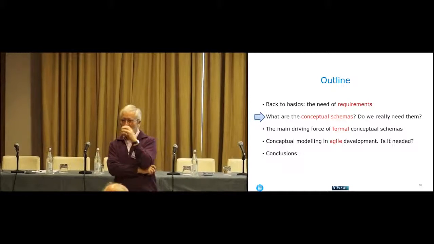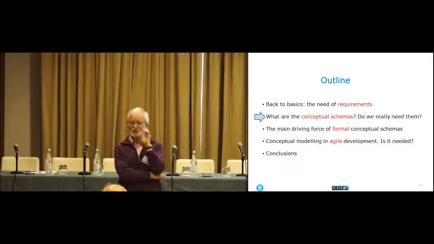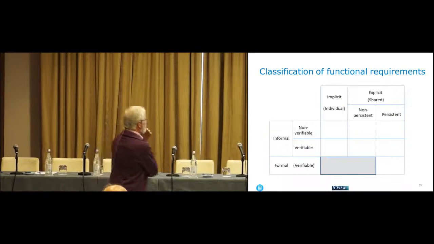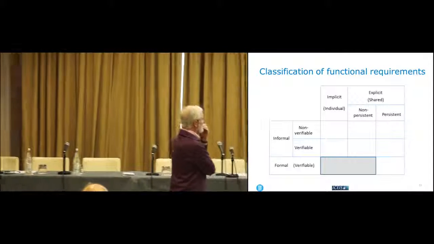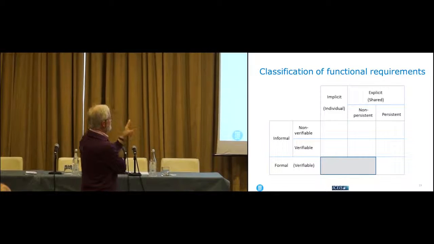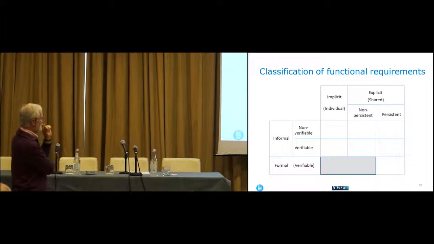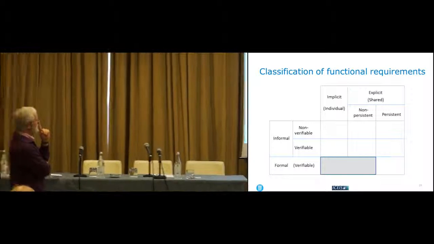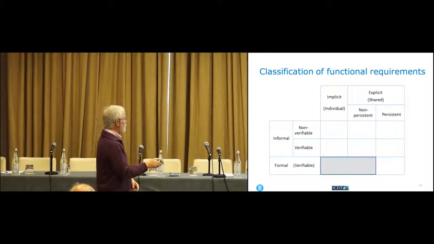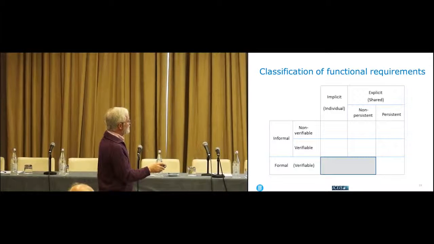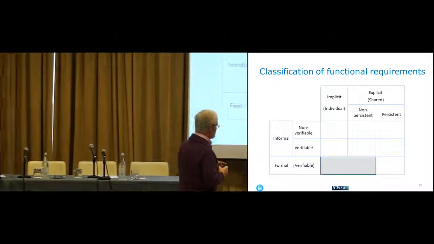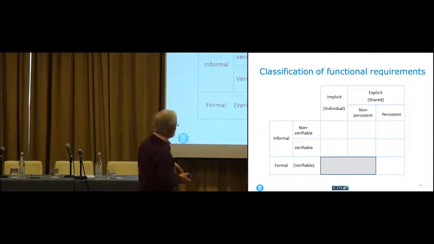Now that we have agreed on what a functional requirement is, what are conceptual schemas? Well, I tell you that the conceptual schemas can be seen, can be analyzed, can be understood in a different way using this matrix that I will explain in this talk. The matrix is based on the classification of functional requirements in informal or formal, verifiable or non-verifiable, implicit or explicit, and non-persistent and persistent. I think that this is the key. This is what I found, and this is what I wanted to explain in this talk.